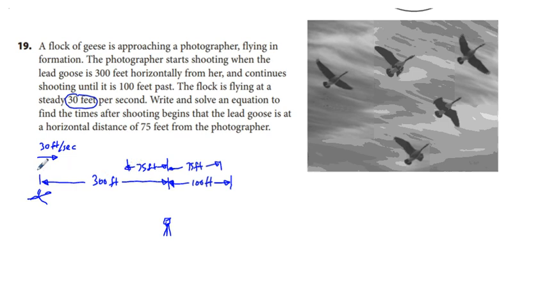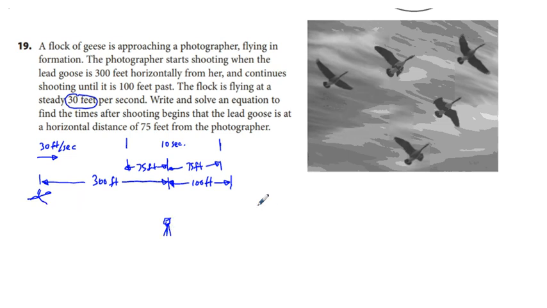So we're shooting here, and we have 300 feet. How long is it going to take for us to get to the level of the photographer? Well, at 30 feet per second, that's going to be 10 seconds. So I'm just going to write 10 seconds right here. And so one of these numbers is going to be greater than 10 seconds. The other time is going to be less than 10 seconds. So we know that.